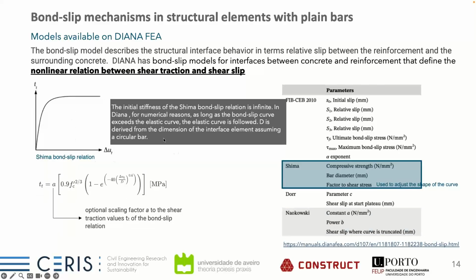Then we have the Shima model. Again the initial stiffness is considered infinite to avoid numerical issues, and the curve is given by this expression, where we need to give the compressive strength, the bar diameter, and a factor for the shear stress, which is an optional scaling factor on the shear traction value. We usually use it to adjust the shape of our curve. From my point of view it should ideally be 1, but in some cases we need to adjust to a lower or higher value to fit our experimental curve.